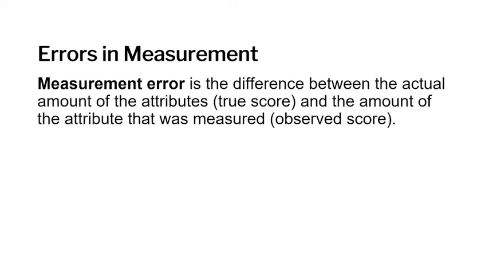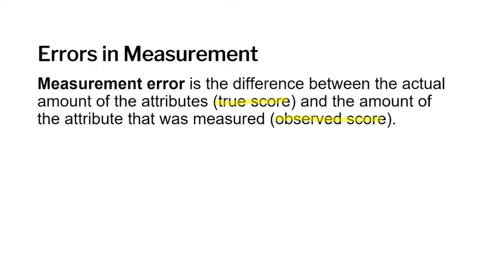Now, errors in measurement. Since we're talking about measurement, there could be possible errors when we are measuring the data that would answer our objectives. This error is the difference between the actual amount and the amount of the attribute that was measured. In other words, it is the difference between the true score and the observed score.